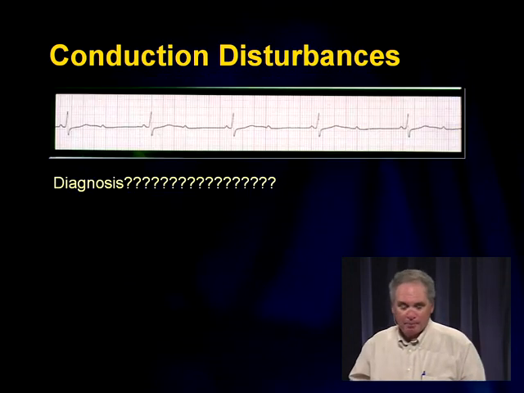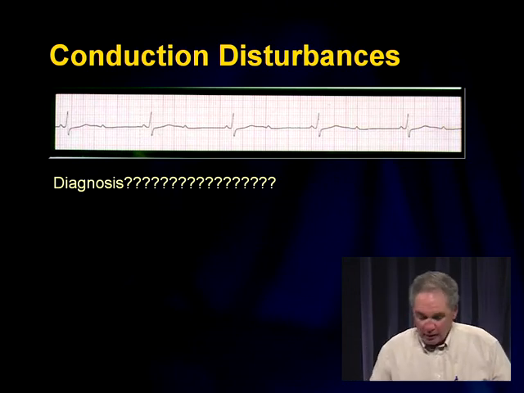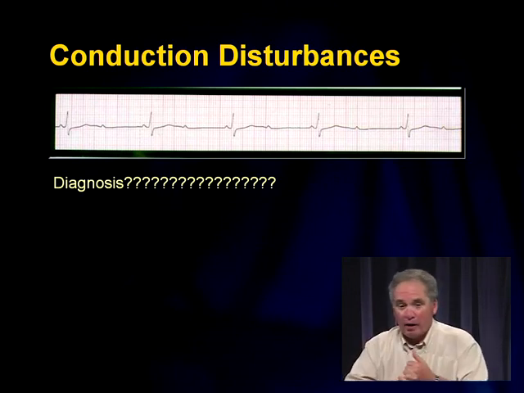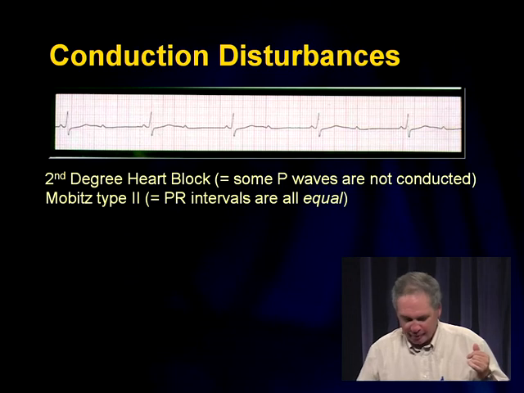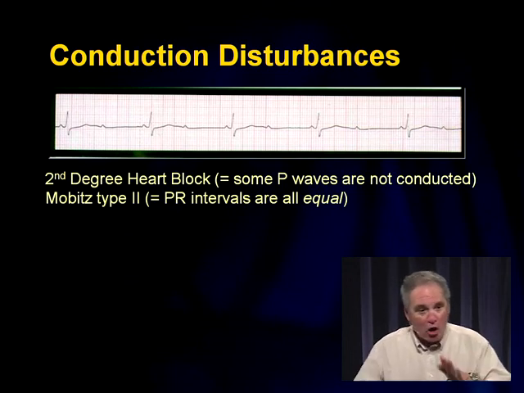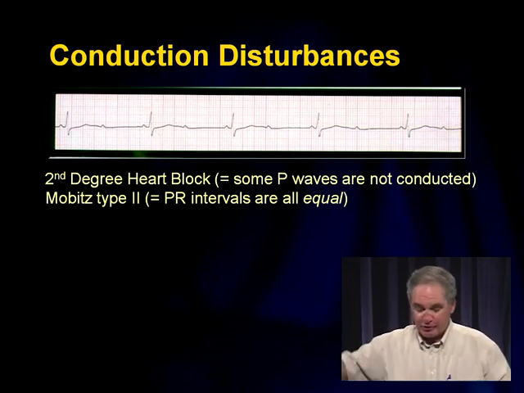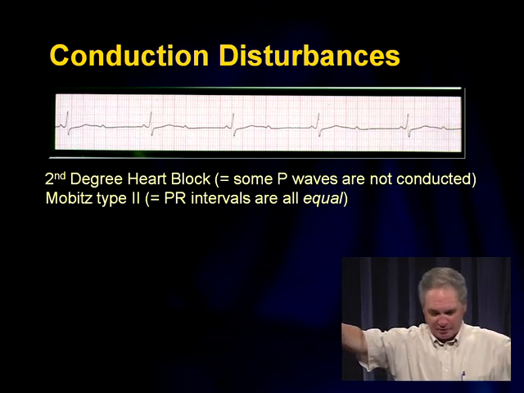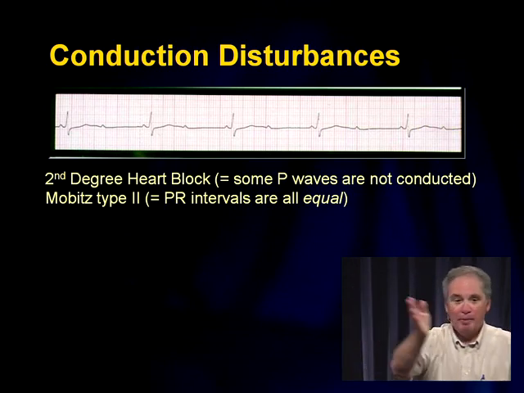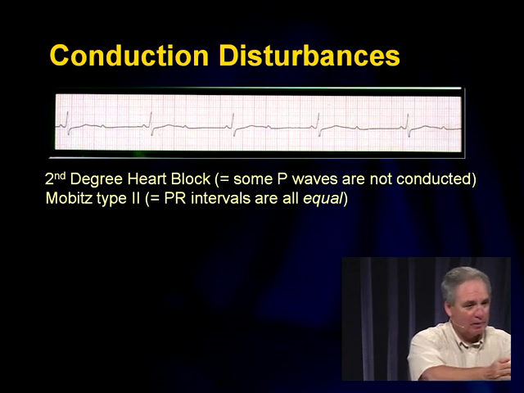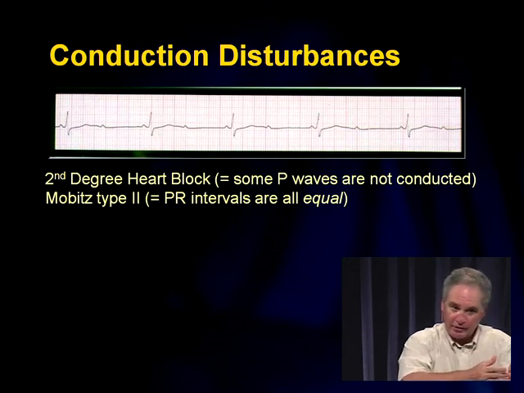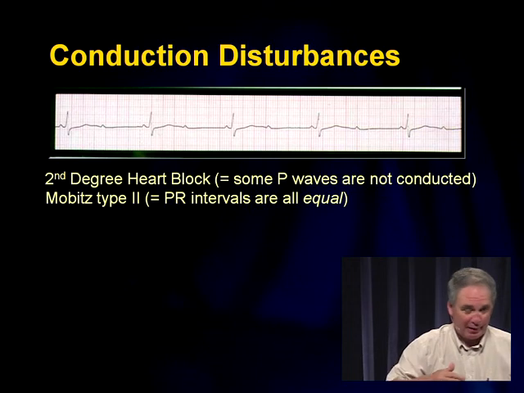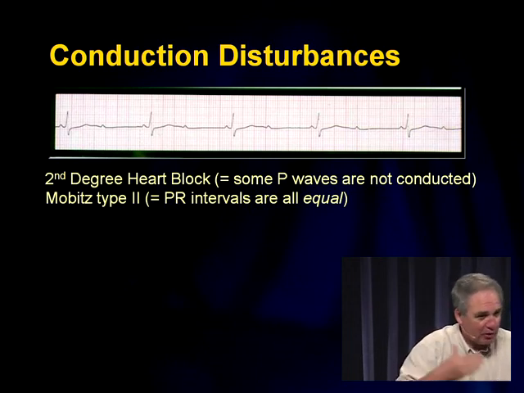Okay, here's another one. What do you want to call this? Some of the P waves don't have QRSs after them. No changing PR interval. So this is second degree block because some of the P waves don't have QRSs after them. Type 2, PR intervals are all equal. Okay? We follow this, and some of these kids are a bit symptomatic, and some need help. But I want you to see the rhythm.